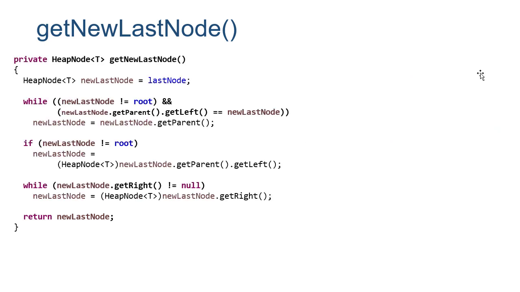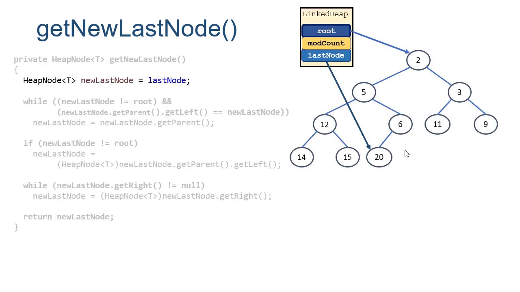Now, let's say we want to remove another node. So now notice this node has been removed. Now the last node is 20. If we're going to find the new last node here, notice it's not quite as simple. Before we just went to the right child of the parent. Now we've got to go back up to this branch, then go to the left, and then down to the right as far as we can. And the code will do that.